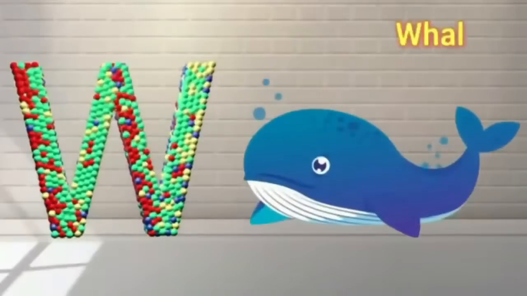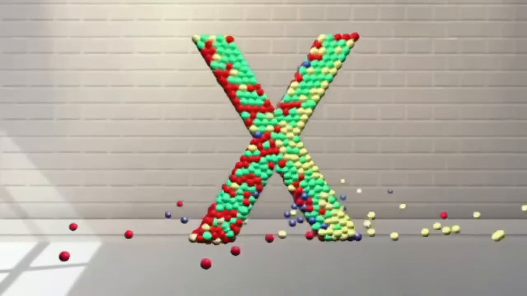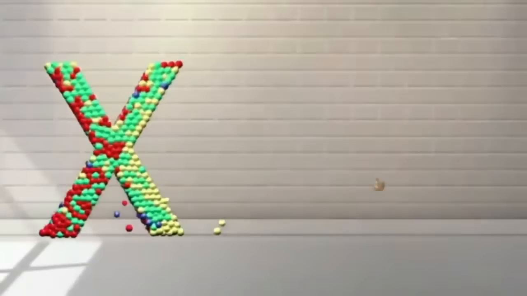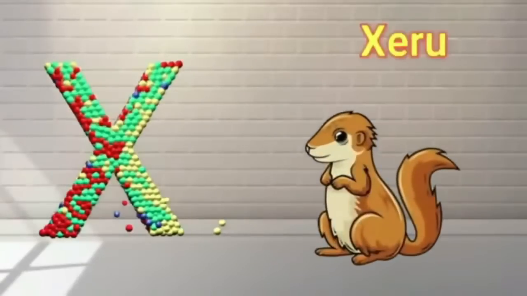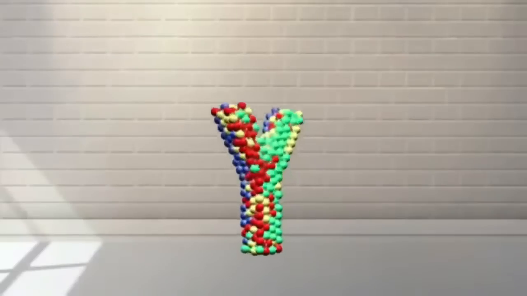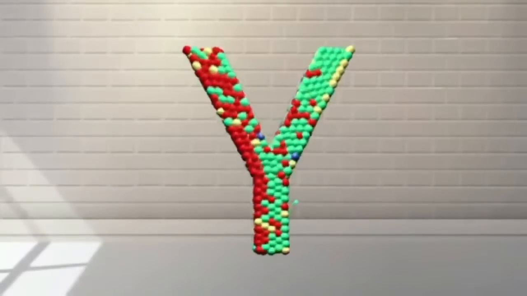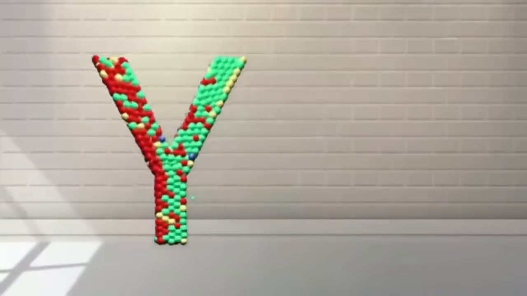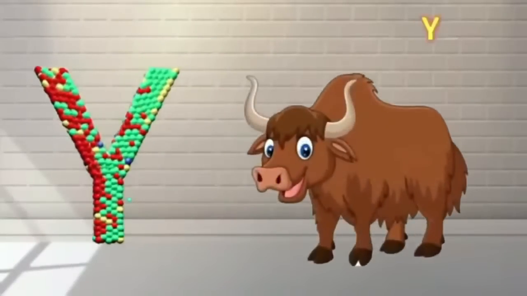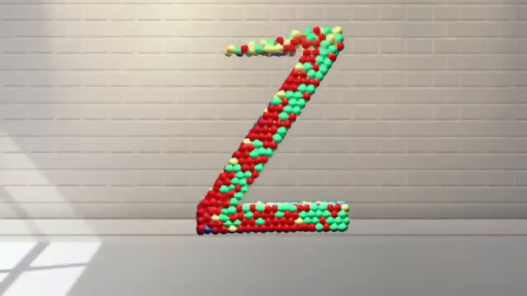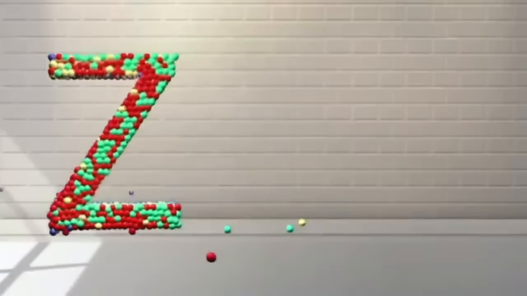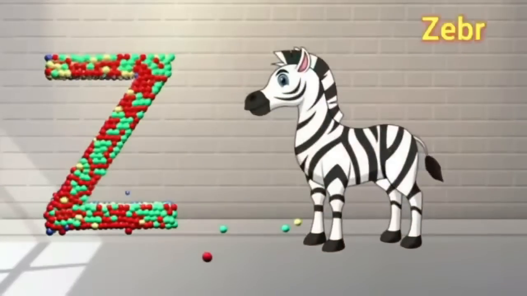W is for whale. W-H-A-L-E. X is for Xerus. X-E-R-U-S. Xerus. Y is for yak. Y-A-K, yak. Z is for zebra. Z-E-B-R-A, zebra.